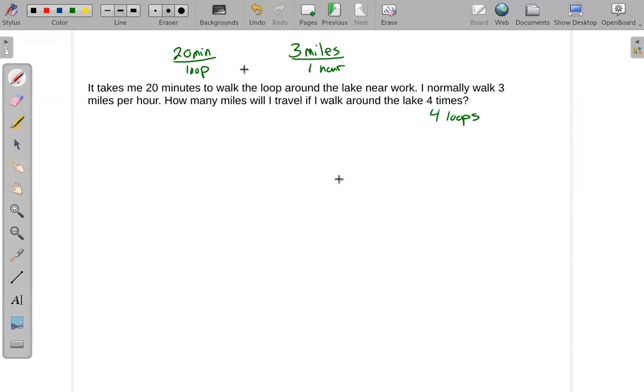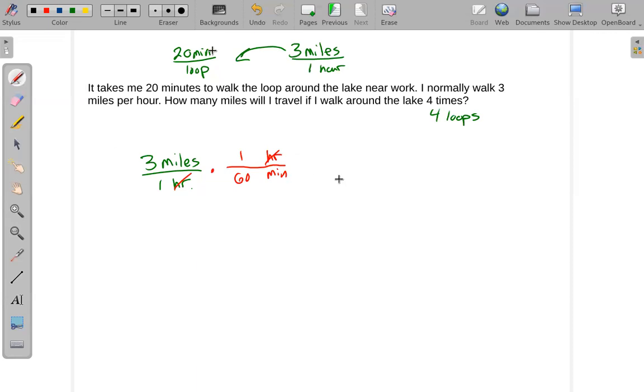And what are we missing in here? We've got to connect minutes to hours, and we want to end up with miles in the end. So I am going to start off with the 3 miles per 1 hour. And to connect that to this, I need to convert hours to minutes. So I'm going to have to throw in a conversion fraction there. Hours in the top and minutes in the bottom. And there are 60 minutes in 1 hour. So that allows me to get rid of hours and get minutes there.